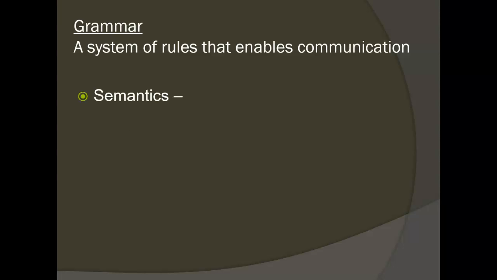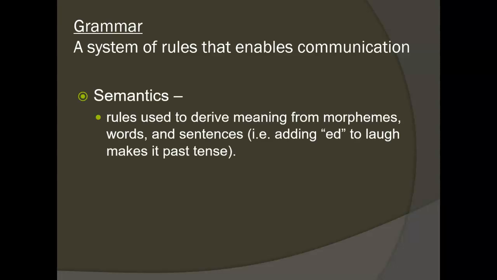So what is grammar? Well, there are two parts to grammar. First of all, there are semantics. These are general rules used to derive meaning from morphemes, words, and sentences. For example, if you add ed to a word, that makes it past tense. So laugh, or laughed, past tense. I laughed at the TV show last night.